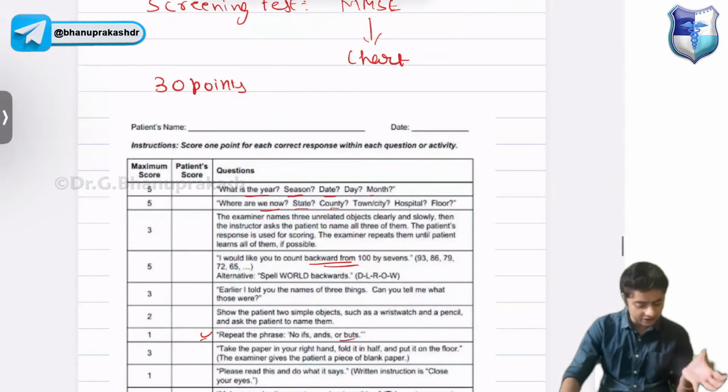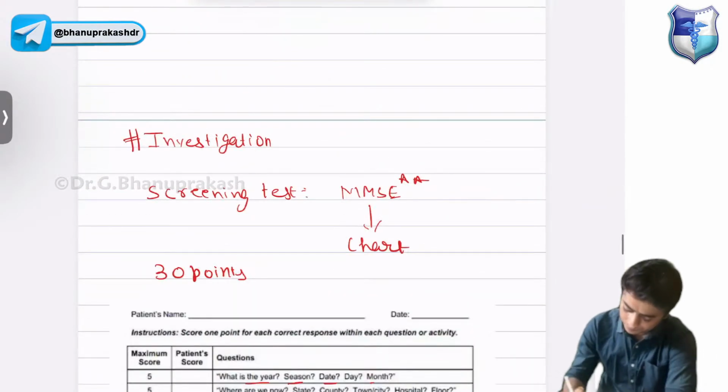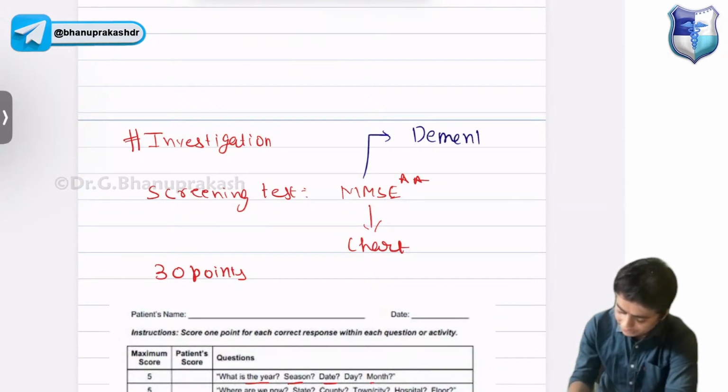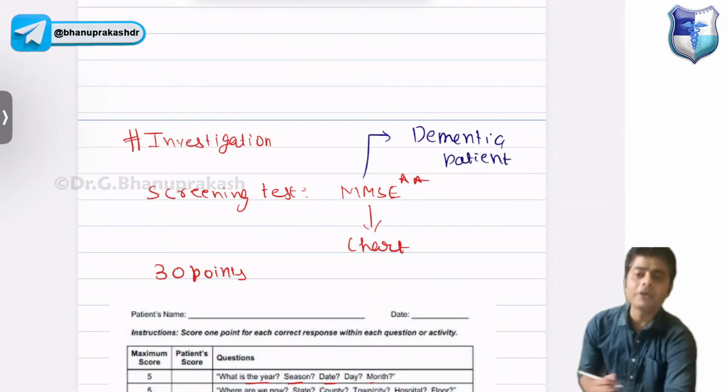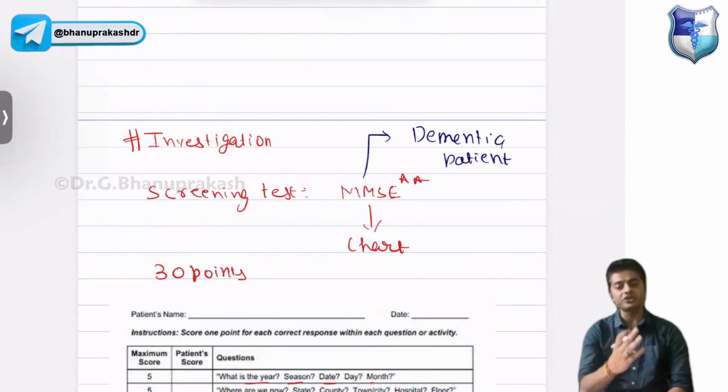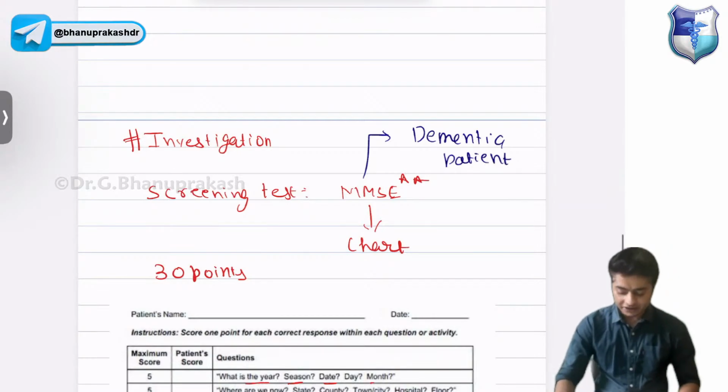Yeah, Shirley, it is used for dementia patients only. MMSE is used for dementia patients. Okay. It is a screening test.